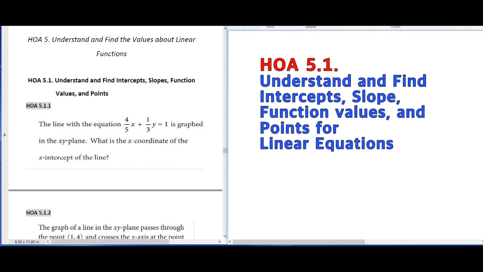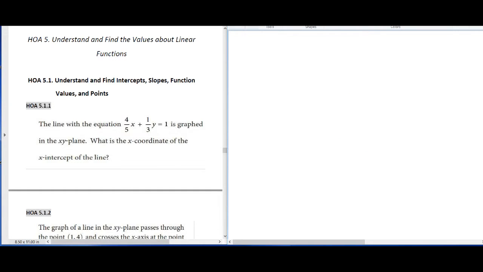The line with equation 4/5x plus 1/3y equals 1 is graphed in the xy-plane. What is the x-coordinate of the x-intercept of the line? They just asked for the x-intercept. You know how to find the x-intercept, right? How can you find it? I usually just use a graphing calculator. Oh, that's not good, okay?